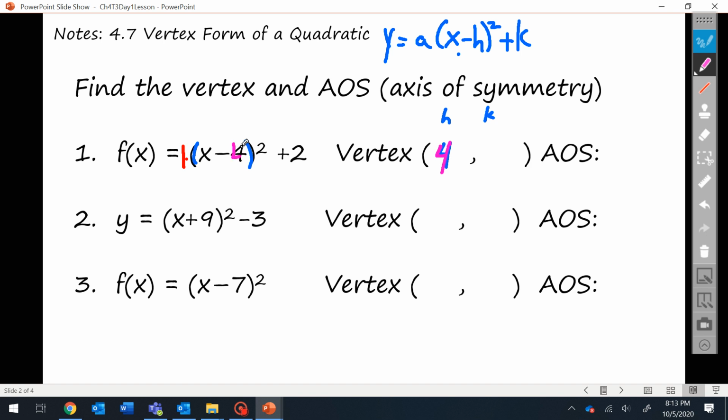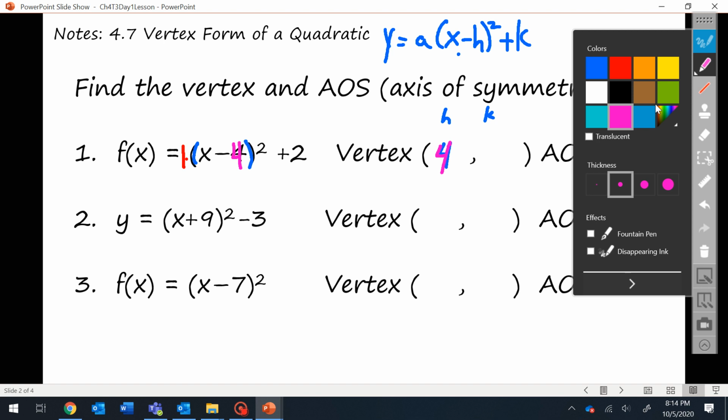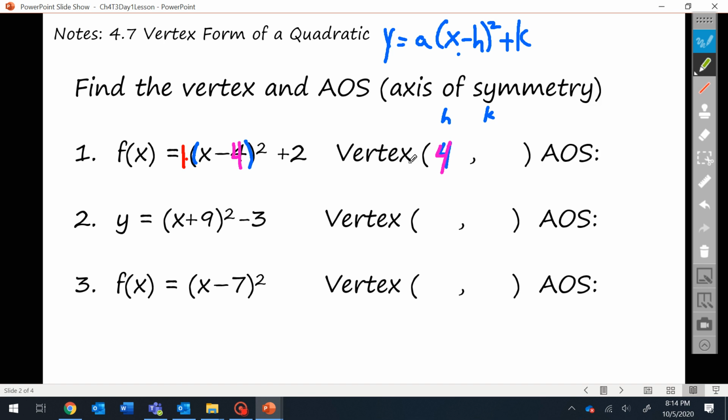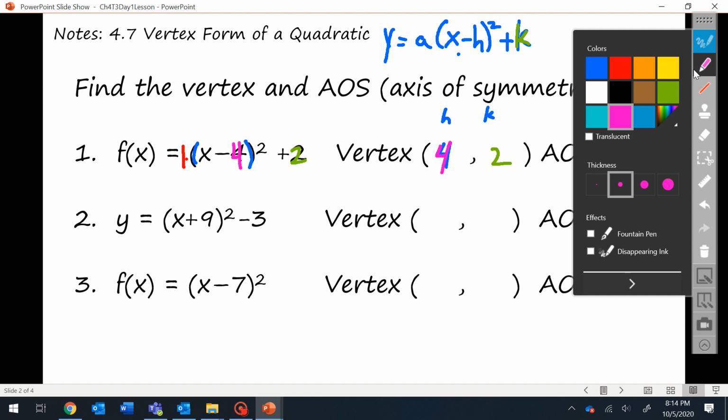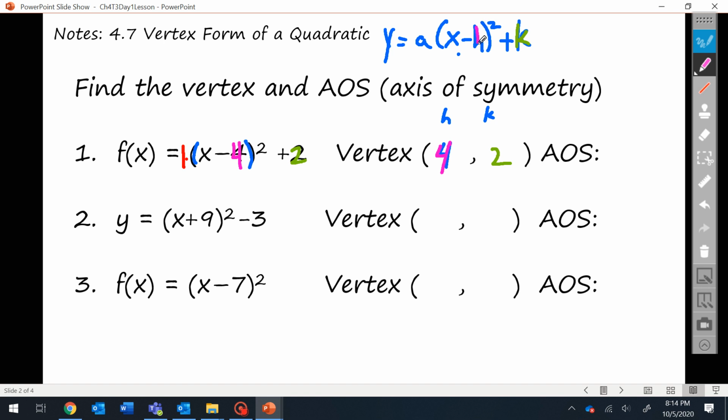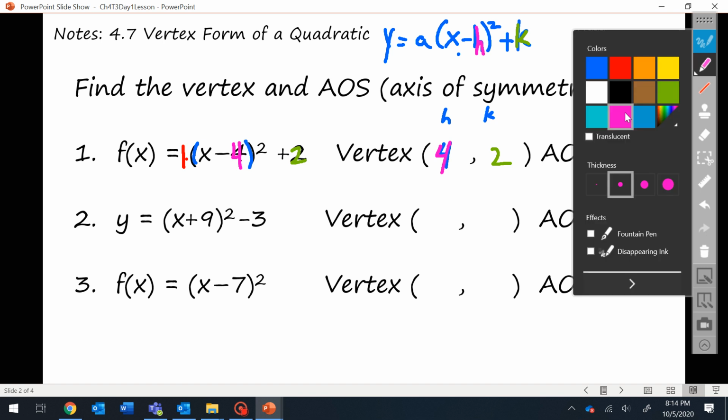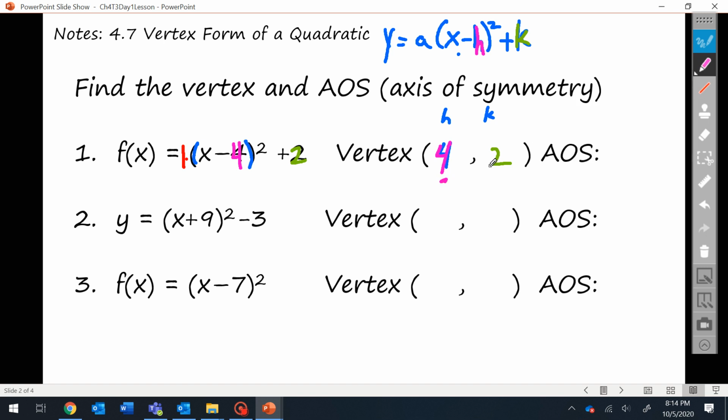Alright, 4 is the x-coordinate of the vertex, and then the y-coordinate of the vertex is what's being added on the end here, plus k, and the k is 2. So the vertex for number 1 would be (4, 2). And the axis of symmetry is just the h value, so x equals 4.